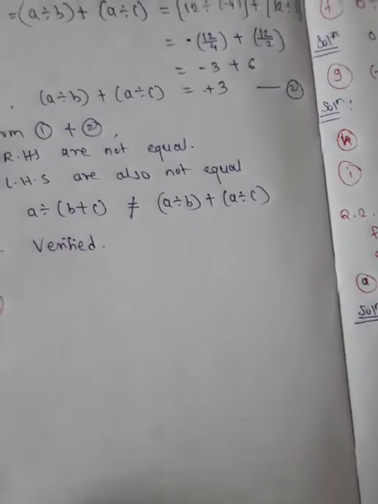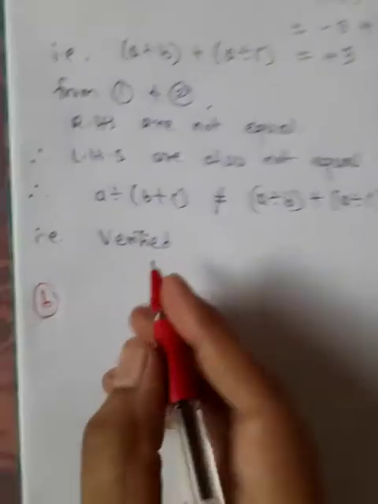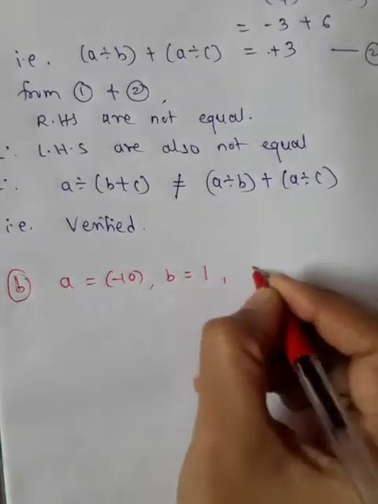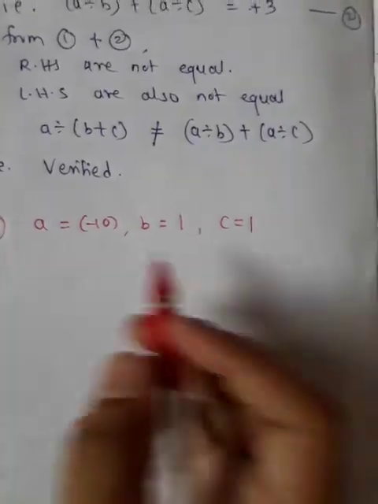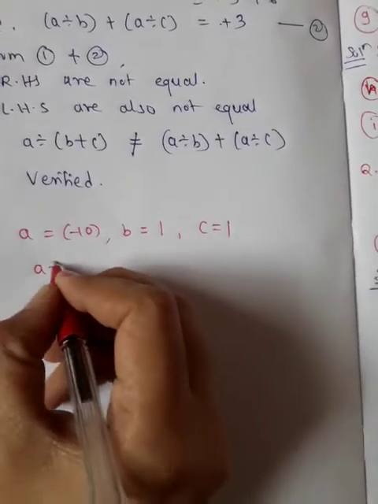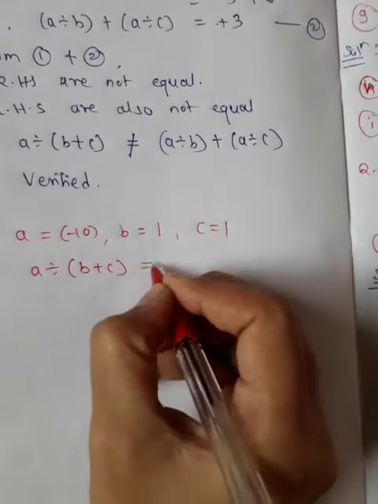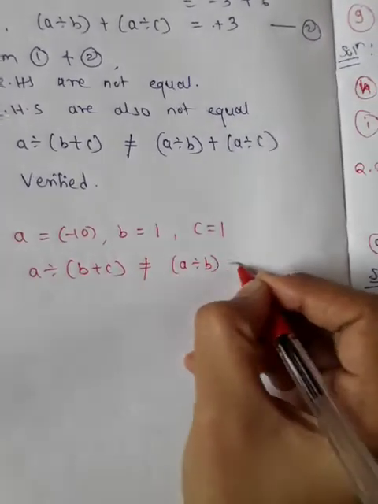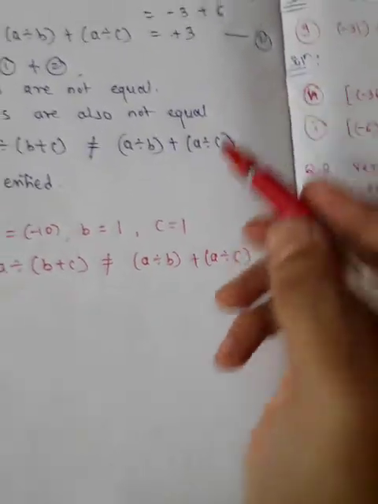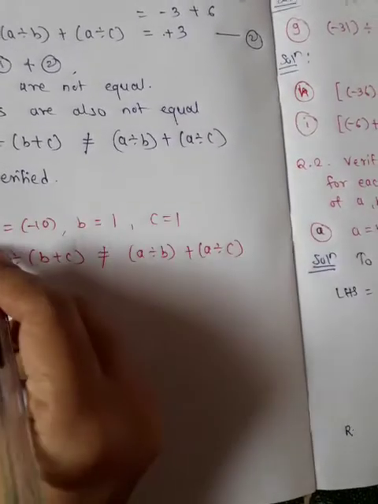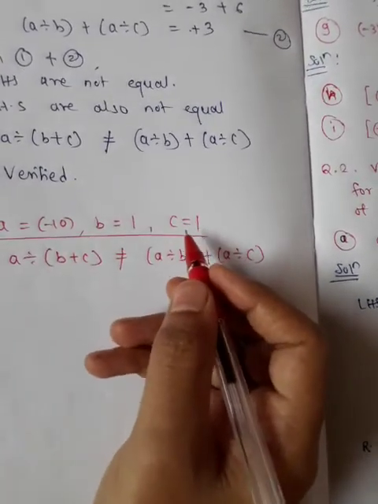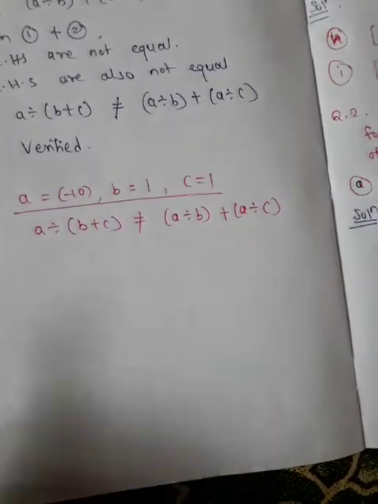As like this you can solve example number 2. In the second example they have given a is equal to minus 10, b is equal to 1, and c is equal to 1. We have to check that a divided by b plus c is not equal to a divided by b plus a divided by c. As like this example you can verify for the values a is equal to minus 10, b is equal to 1, and c is equal to 1. So here question 2 is finished.